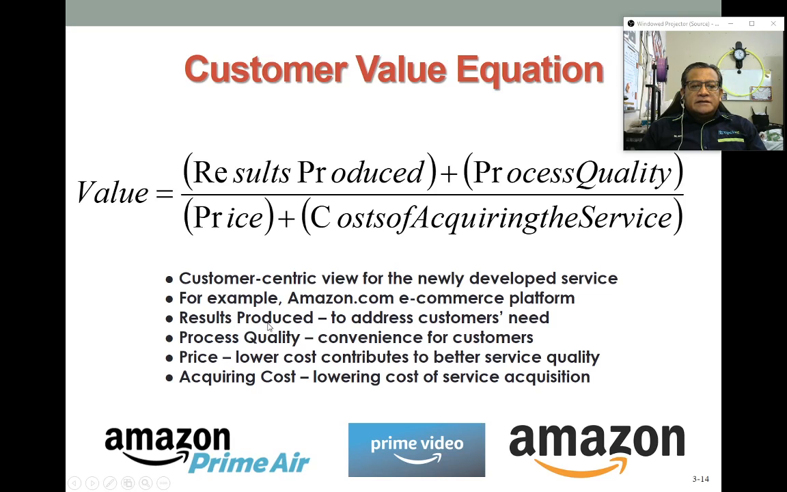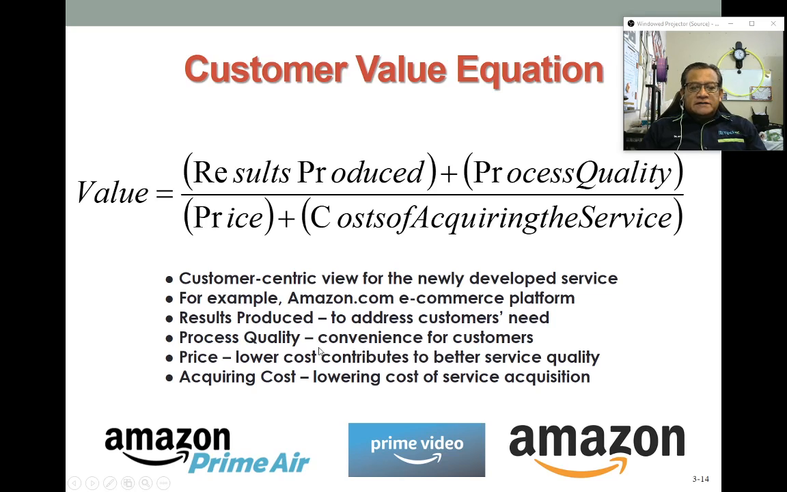The result produced refers to addressing the customer needs. If the customer needs books, music, or, for example, electronic appliances, they can find exactly that on the Amazon e-commerce platform. So definitely this will address all customer needs. The more result produced, or the more customers can find their needed products or services at Amazon, the higher the result produced. The second component of the variable is process quality.